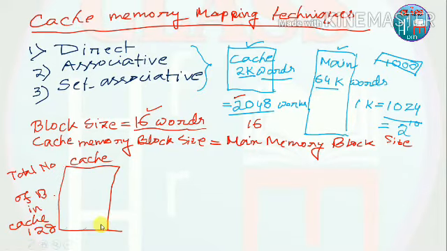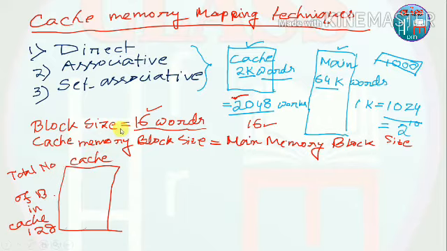How do we get this 128? You will divide the total number of words in cache memory by the size of the block, 16. So 2048 divided by 16 gives 128.